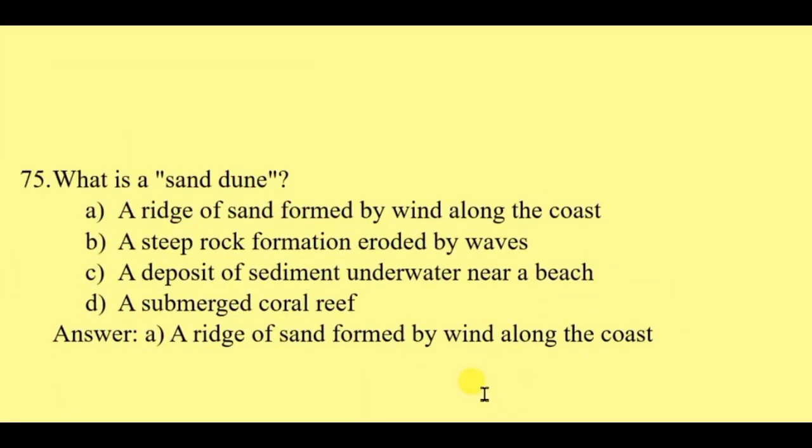Question 75. What is a sand dune? A ridge of sand formed by wind along the coast, a steep rock formation eroded by waves, a deposit of sediment underwater near a beach, a submerged coral reef. And the correct answer will be a ridge of sand formed by wind along the coast.